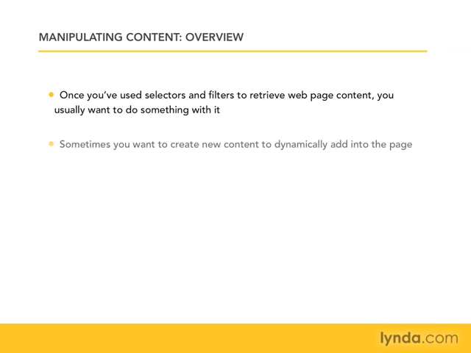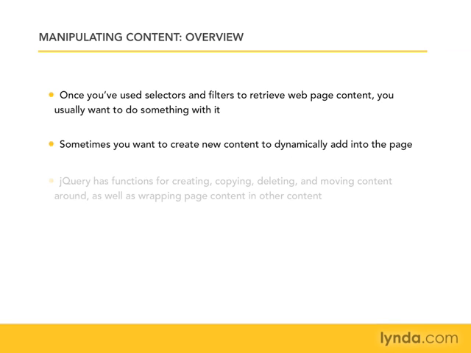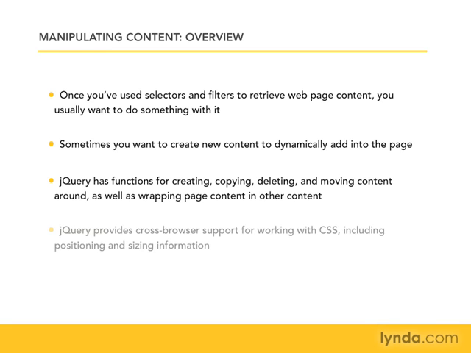In addition to that, there are times when you're going to want to create new content to add into the page dynamically. For this purpose, you use jQuery's content manipulation functions. As you're about to see, there are functions for creating and copying and deleting and moving content around, as well as wrapping page content inside other content. In addition to manipulating content, jQuery provides some really good cross-browser support for working with CSS information, including positioning and sizing, and that's what we're going to take a look at.